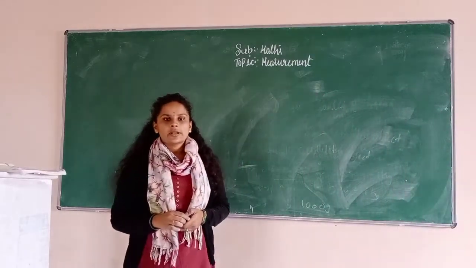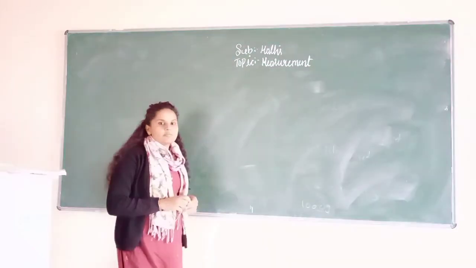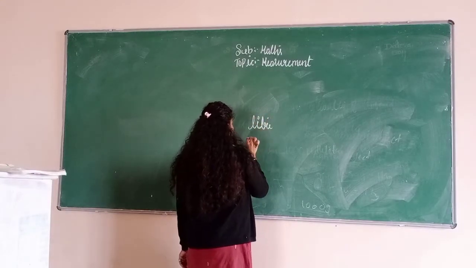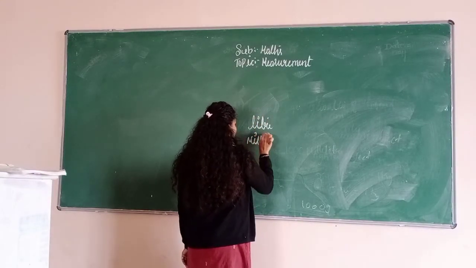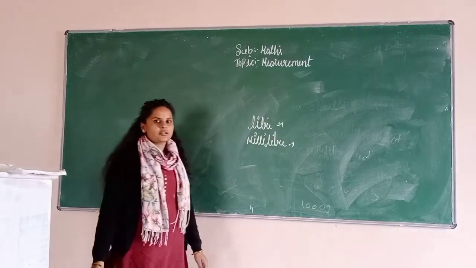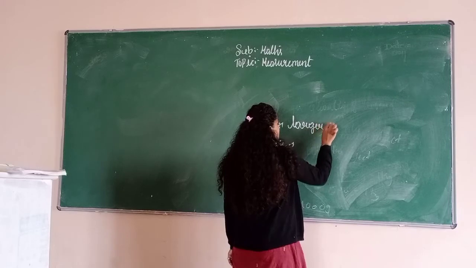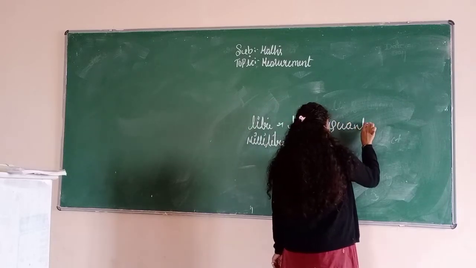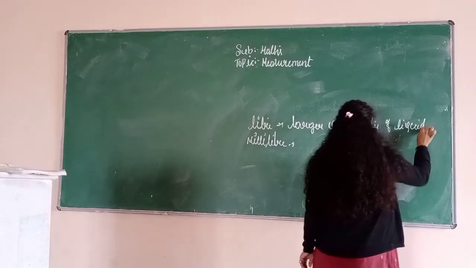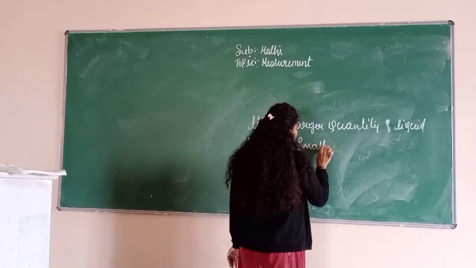So we have learned the kilogram and the gram. Now we are going to learn the measurement of capacity. We have two units of measurement of capacity, that is liter and milliliter. Liter is used to measure the larger quantity of the liquid. Milliliter is used to measure the smaller quantity of the liquid.